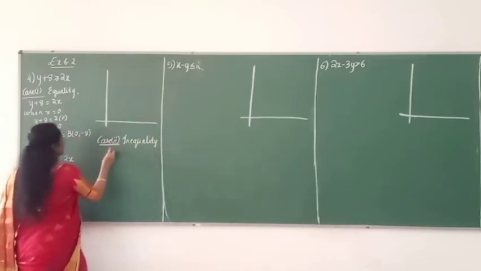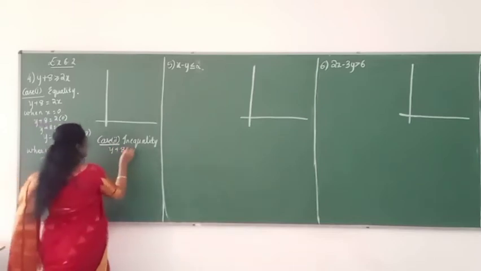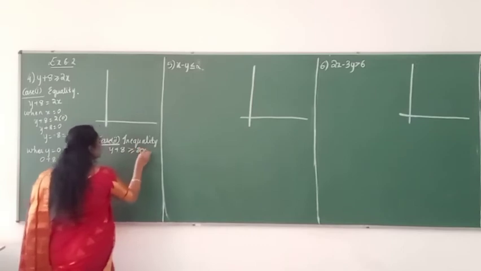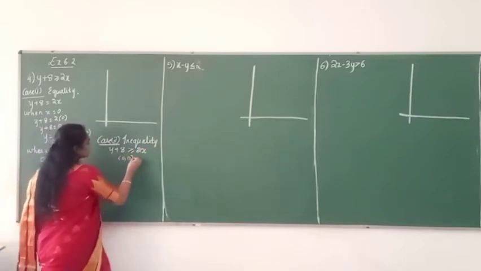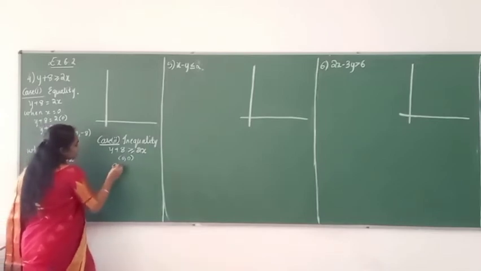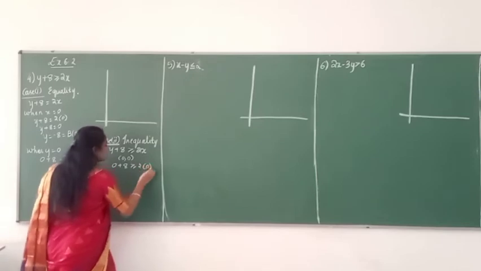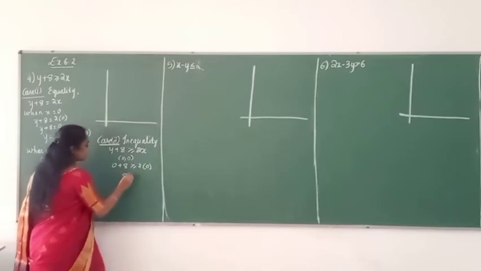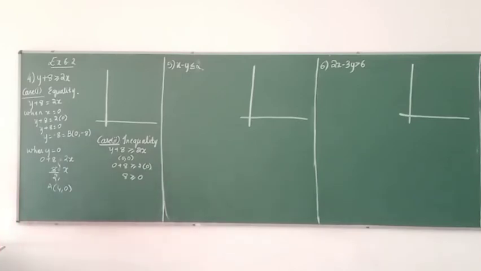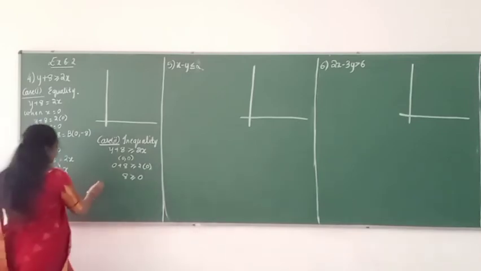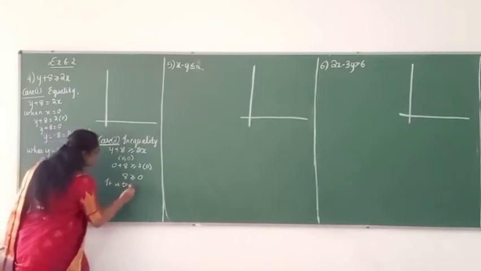So what I have said, x plus 8 is greater than or equal to 2x. Fine. We just substitute 0 comma 0. So what will we be getting? 0 plus 8 is greater than or equal to 2 into 0. So 8 is greater than or equal to 0, so it satisfies the condition. So what will I be writing here? Same. Therefore it is true.